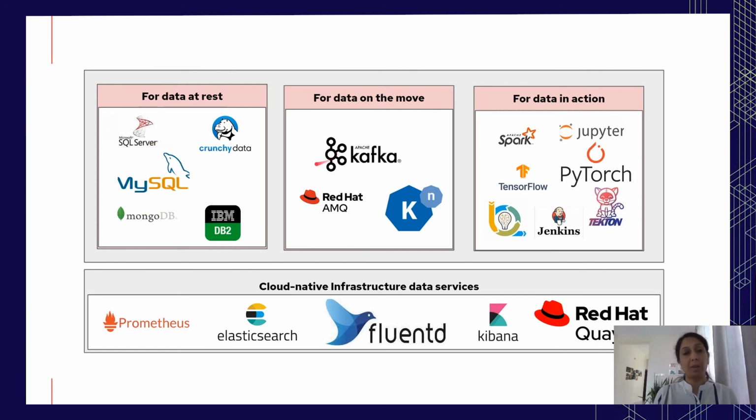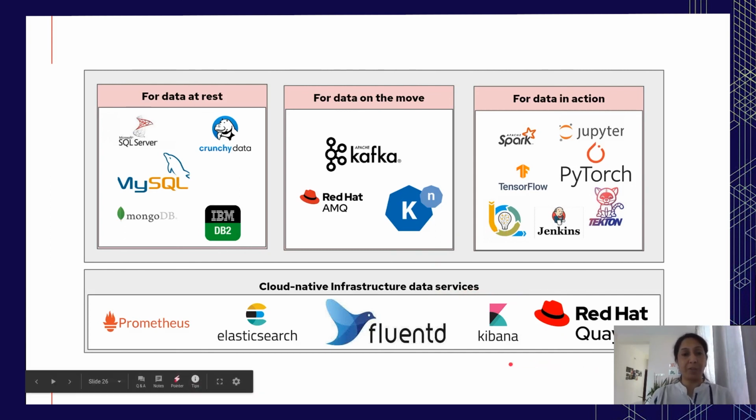It can be used for data on the move, like messaging and streaming applications, Kafka or Knative serverless. It can be used for data in action, for your AI/ML workloads, your TensorFlow, Spark, Jenkins, when you want to dynamically create your CI/CD pipelines. This is also where you can use container storage. It's not limited to what I have shown on this slide. The options are many. These are just some of the common use cases that Openshift Container Storage is used for.